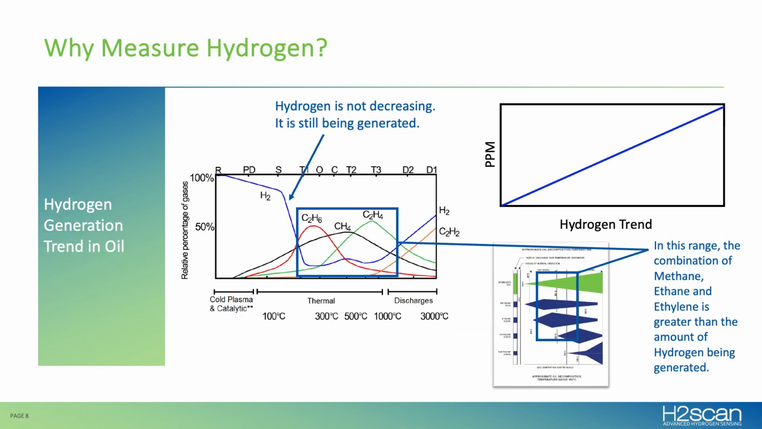And so this kind of summarizes what I just talked about. Again, in the middle range, the combination of methane, ethane, and ethylene is greater than the amount of hydrogen being generated at that time, but it doesn't mean that hydrogen is not being generated. If you're just looking at a hydrogen trend and slowly increasing the temperature, you should see a trend line like what you see up in the top right of this slide.